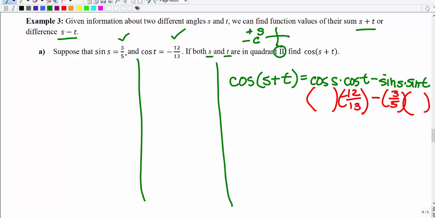Now we are given 2 different angles, so we will have to evaluate the cosine value of angle S separately than the sine value of angle T. So let's focus on angle S. We know that the sine value of angle S is 3 divided by 5. What is the definition of sine? Well, that's the y value divided by the r value. So we're going to use our Pythagorean Theorem. x squared plus y squared is equal to r squared. We don't know what x is, so we will need to solve for x. So y is 3, so 3 squared, equal to r squared, which is 5 squared.